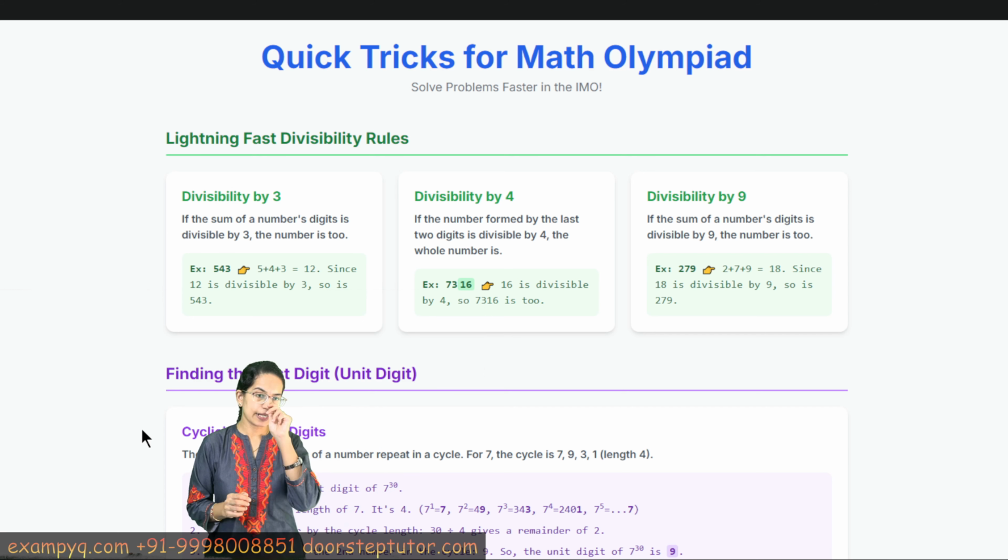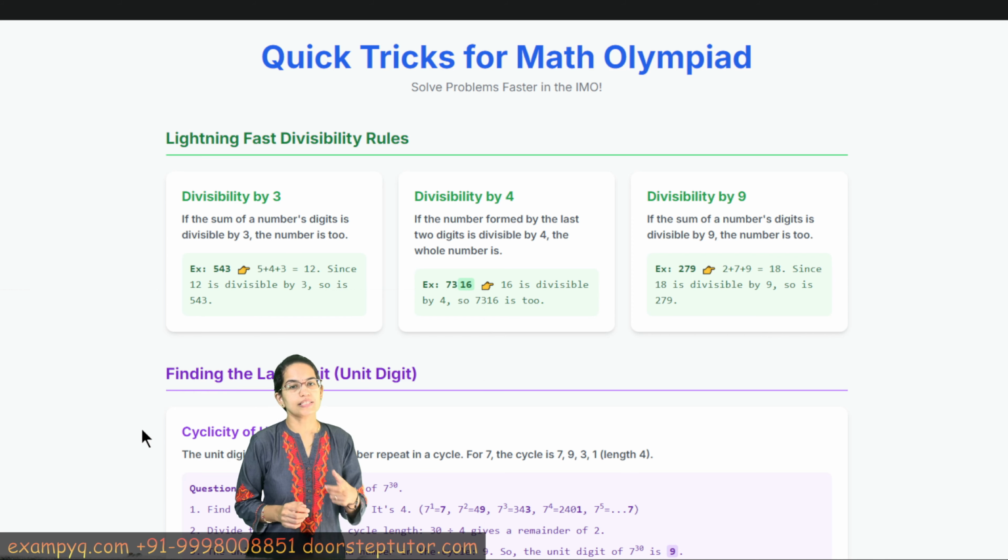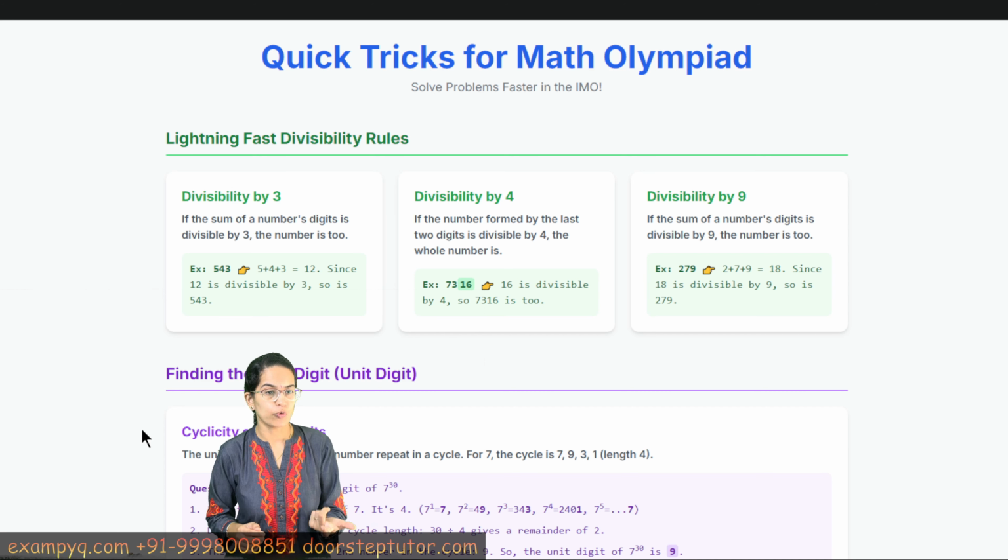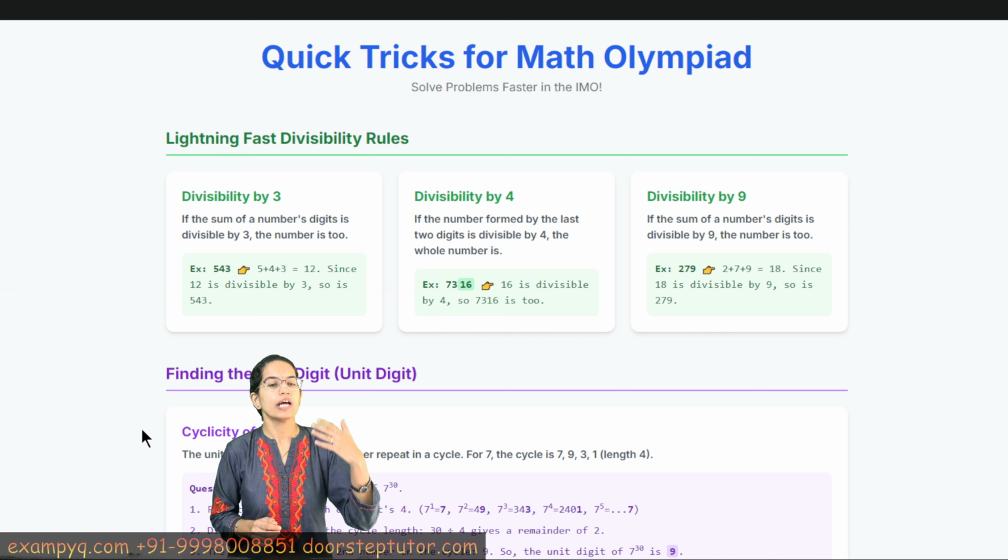Similarly, for any number, I take the last two digits. If that is divisible by 4, that means the entire number would be divisible by 4. So 7316. Now 16 is divisible by 4. That means the entire number would be divisible by 4.